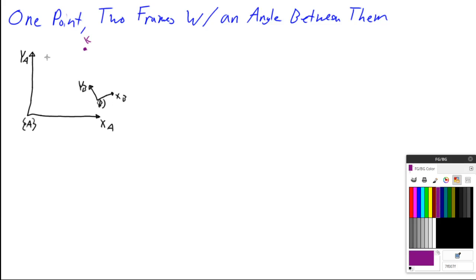All right, so now we've got two frames. We've got frame A and frame B. And frame B has a point in it. Or I guess K doesn't necessarily belong to any frame, but we're going to say that we know where K is in frame B. Let's just write that down right now. So let's say that it's kind of like this.